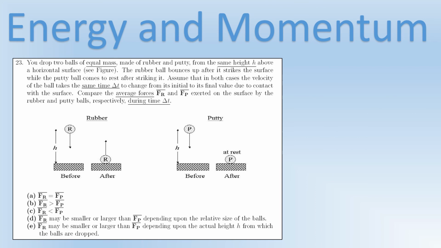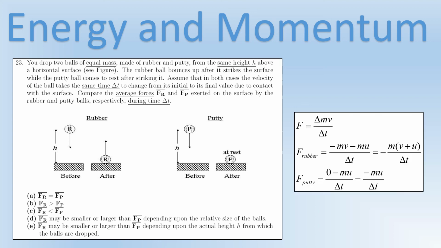Okay, so 23, you drop 2 balls of equal mass made of rubber and putty from the same height h above a horizontal surface. The rubber ball bounces up after it strikes the surface, while the putty ball comes to rest. Assume that in both cases the velocity of the ball takes the same time to change from its initial to its final velocity due to the contact, so the same collision time essentially. So what we're going to do is describe the relationship between the two forces. So have a look at the few options and then we'll take a look.